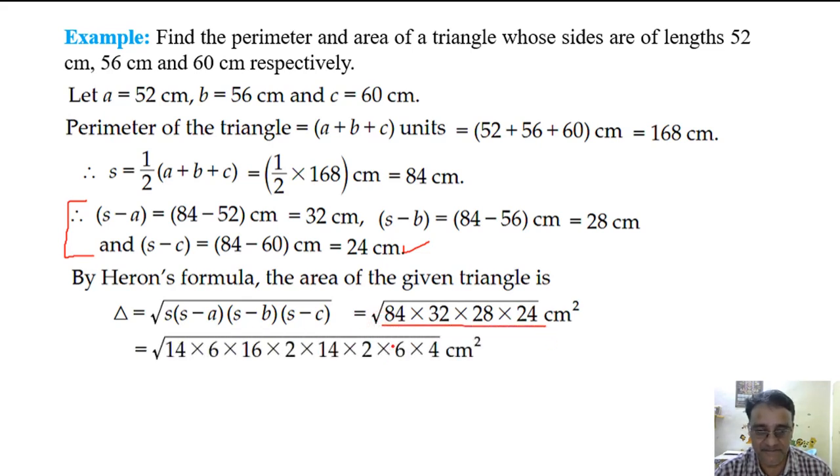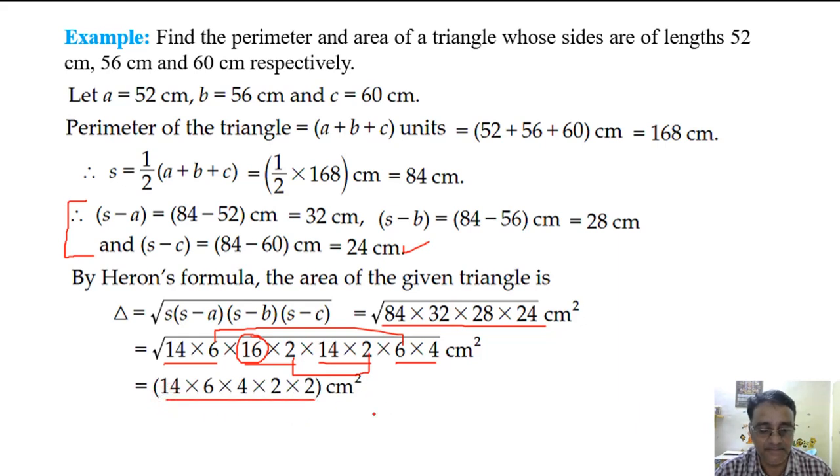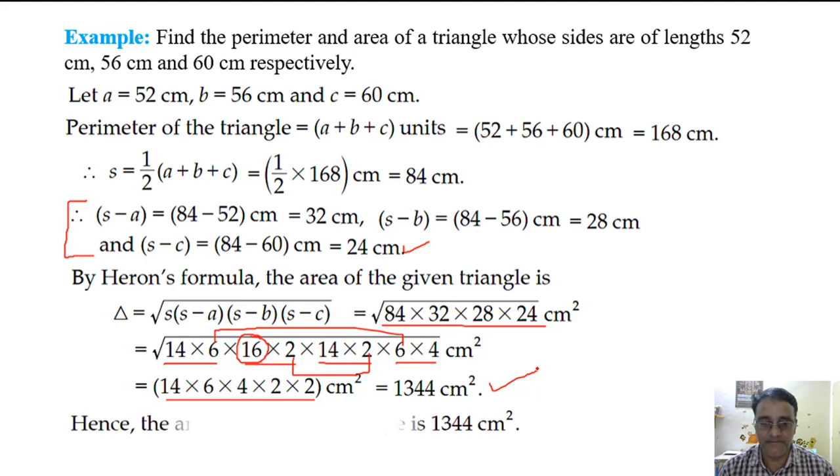Now we'll factorize. 84 we can write as 14 into 6, 32 we can write as 16 into 2, 28 we can write as 14 into 2, and 24 we can write as 6 into 4. Okay, and we'll see 14 is 2 times, 16 is a perfect square, and 2 is 2 times, and 6 is 2 times. Okay, so if you take the square root, we'll get this: 14 into 6 into 4 into 2 into 2. So the final answer is 1344 centimeters square. Hence the area of the given triangle is 1344 centimeters square. Any doubt here?